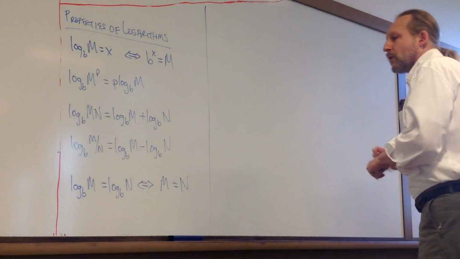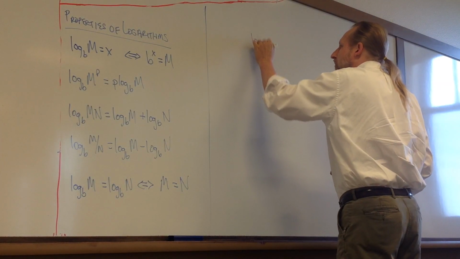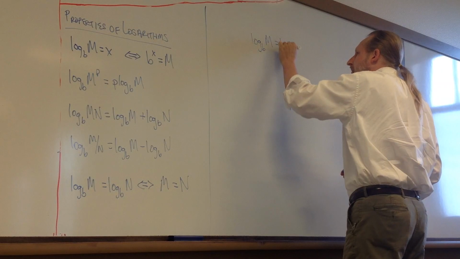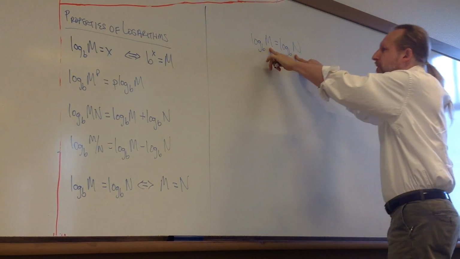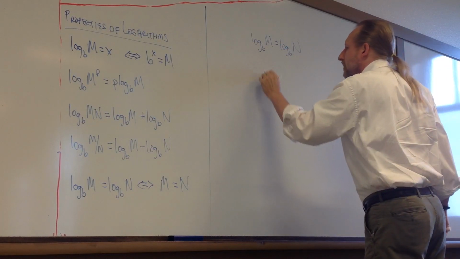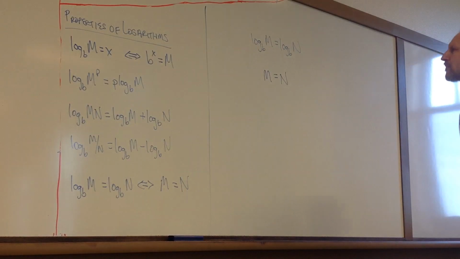It's pretty straightforward. It says that if you have two logarithms with the same base that are equal to each other, then what people sometimes call the arguments, the m and the n, have to be equal to each other.